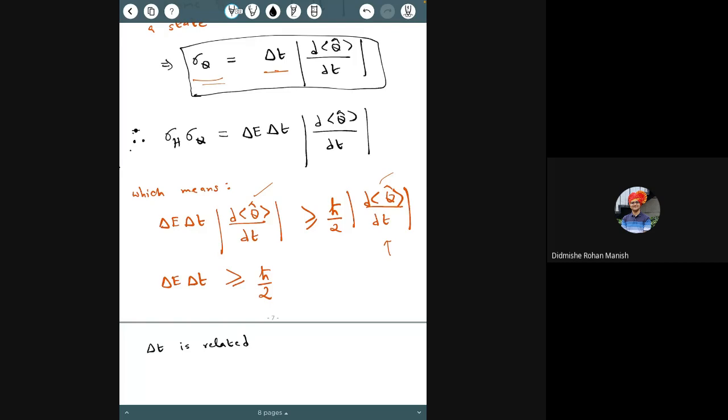No, ma'am, I think delta T will depend on the choice of Q. Only the bounds will remain fixed. I mean, delta E delta T greater than or equal to h-bar by 2, only this will remain fixed, I think. But delta T should depend on the Q we are considering, I mean, the literal value of delta T that we compute. The literal value that you compute.